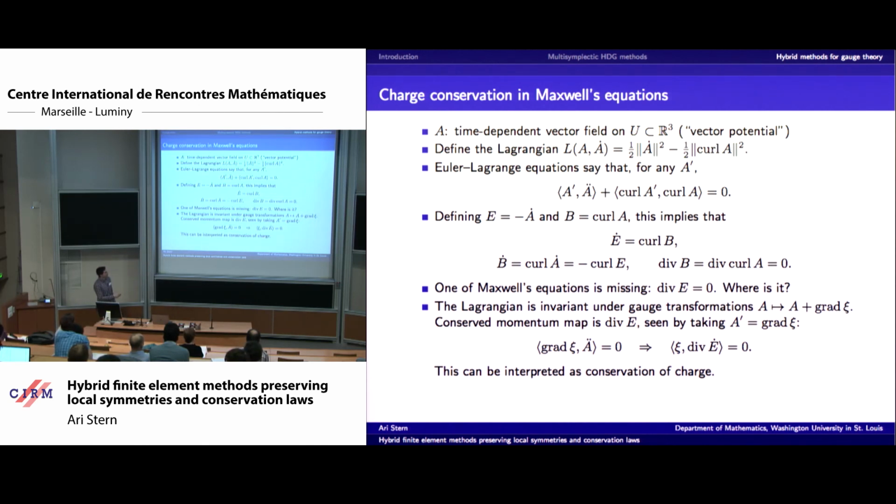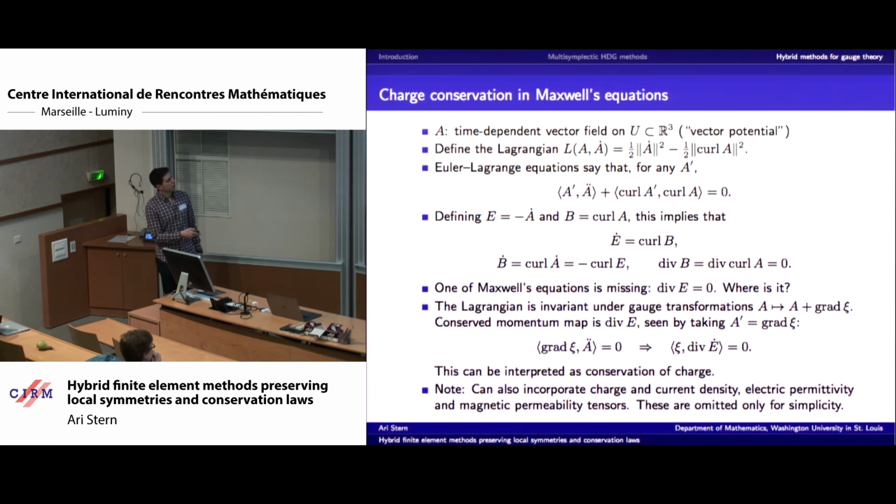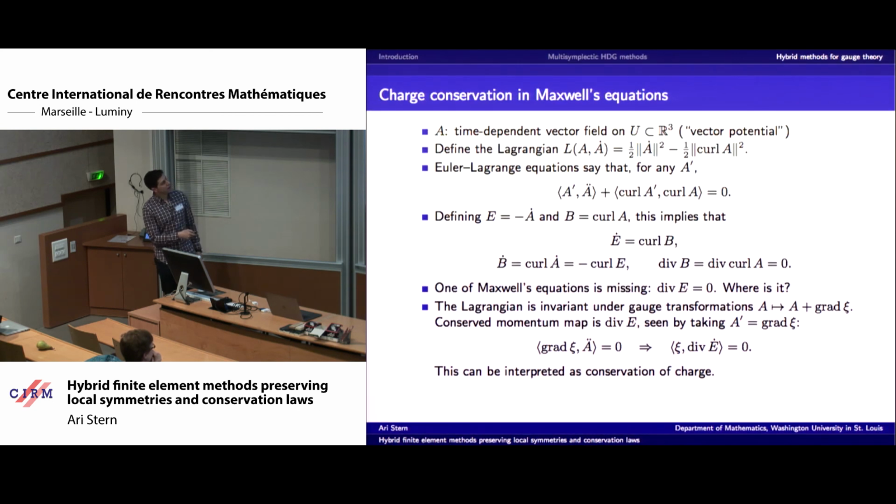So I just take my variation A prime to be equal to grad xi and plug it in here. And curl A prime then vanishes again because curl grad is 0, so I'm just left with grad xi paired with A double dot is 0. So xi paired with div E dot is 0, and since xi is arbitrary, it can have arbitrarily small support. I have that locally div E is conserved. And this means that if div E holds at the initial time, it's going to hold for all time, because div E is a momentum map.